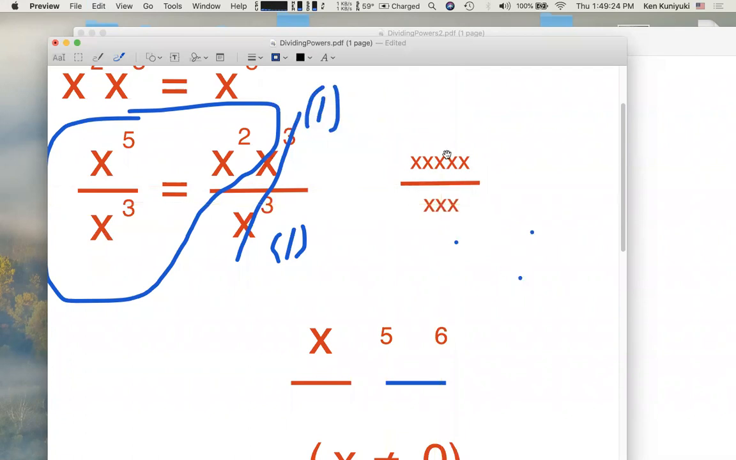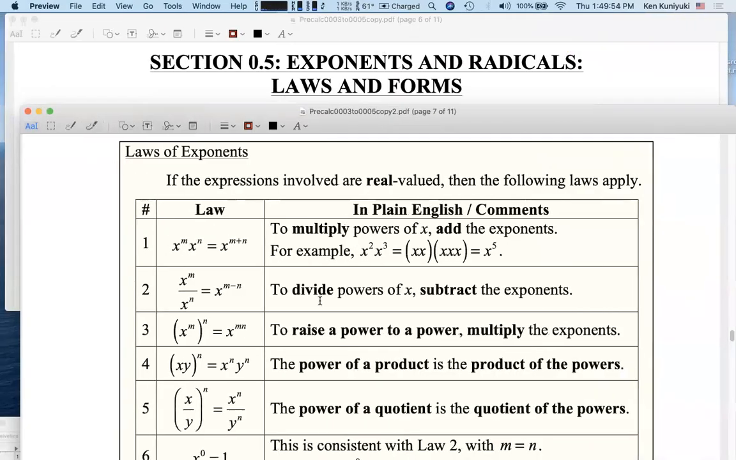What happens when you have 5 x's over 3 x's? We're multiplying up here and down here. Well, we get a bunch of cancellations. So x divided by x is 1. I'll just put 1s here. X divided by x is 1. X divided by x is 1. X times x is x squared. All right. In general, to divide powers of x, you subtract the exponents. X to the m over x to the n equals x to the m minus n.